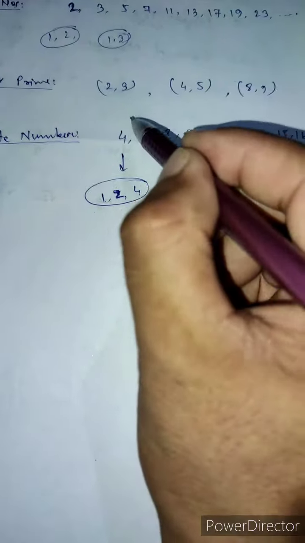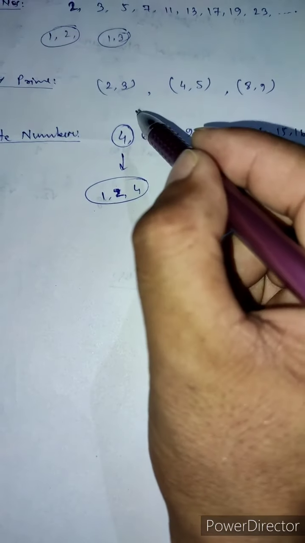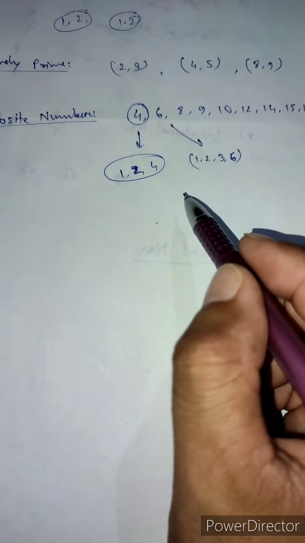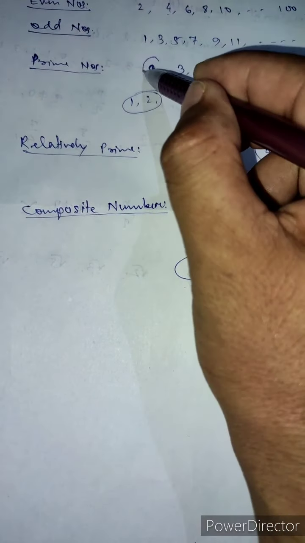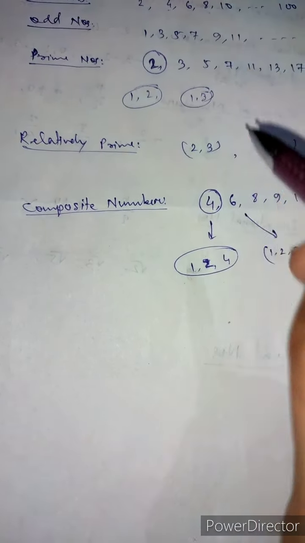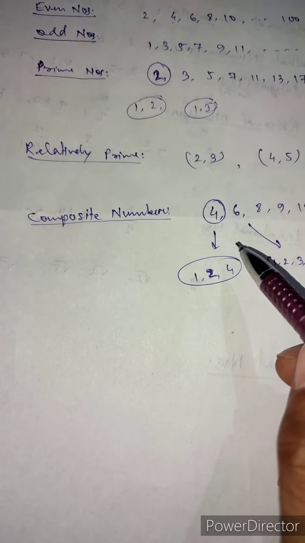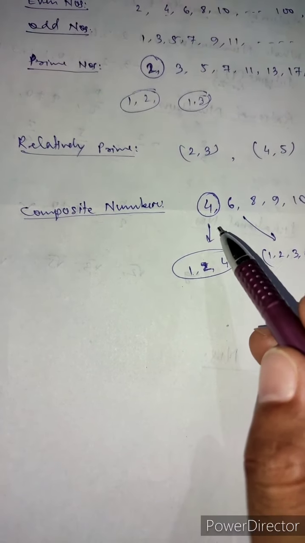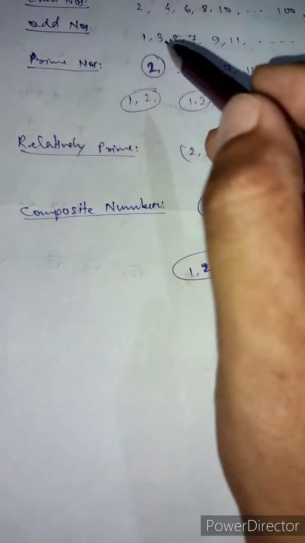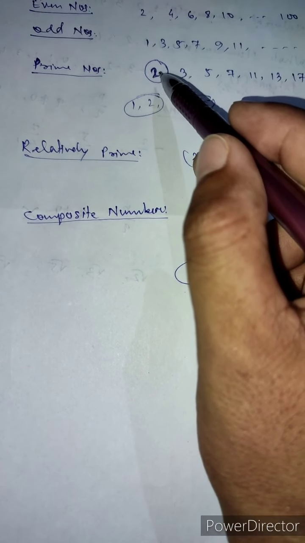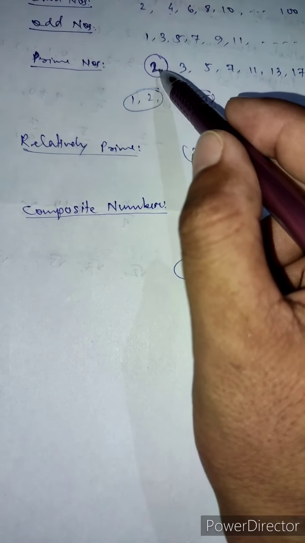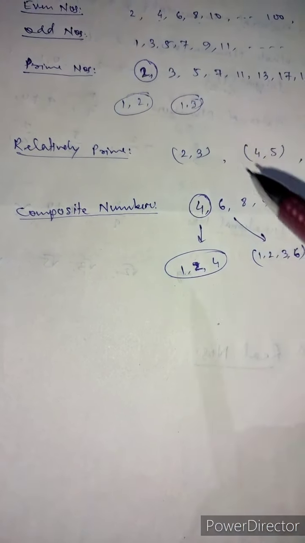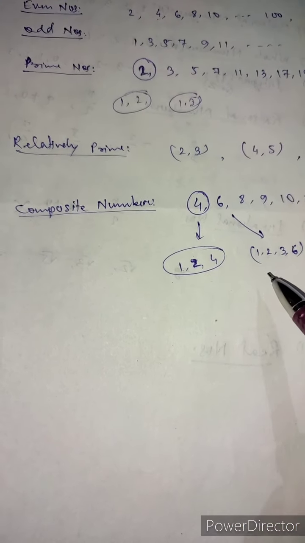And remember, 4 is the smallest composite number. One more thing I need to say here: 2 is the smallest prime number, 4 is the smallest composite number, and 2 is the only even prime number. Only one even prime number is there, and that is 2. Remember, such types of questions may be asked in competitive exams.